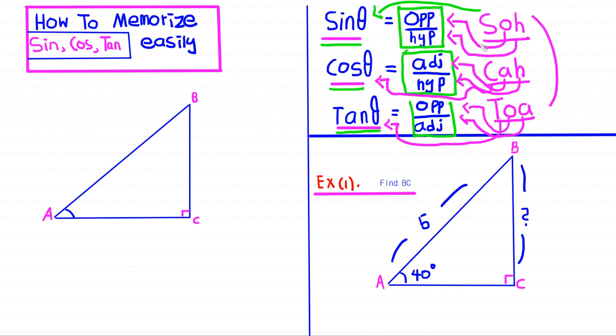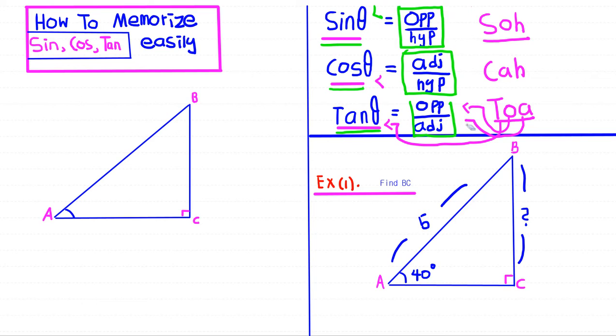So we know that SOHCAHTOA is a simplified version, and we've just figured out the first way of memorizing sine, cosine, as well as tangent. Now we're going to talk about the second way. The second way is the one I usually prefer, because it is easy to memorize. I think it is easier than SOHCAHTOA.